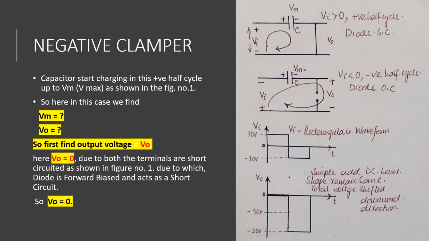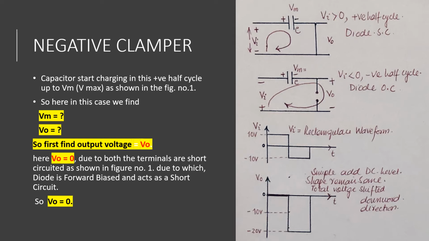Now here in figure number 1, when we apply Vi as a rectangular waveform, the capacitor starts charging in this positive half cycle up to V maximum, up to Vm. So Vm is across the capacitor which is connected in the negative clamper in figure number 1. So here in this case we have to find Vm, the maximum voltage across the capacitor, and Vout, the output voltage.